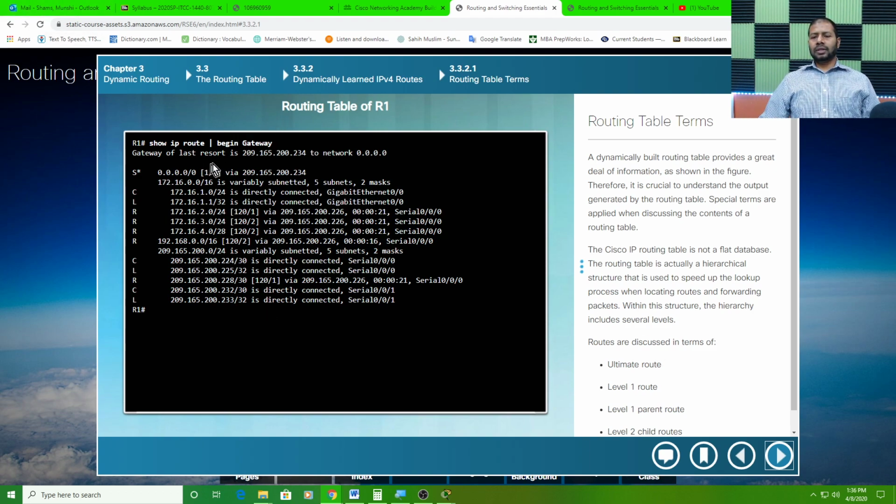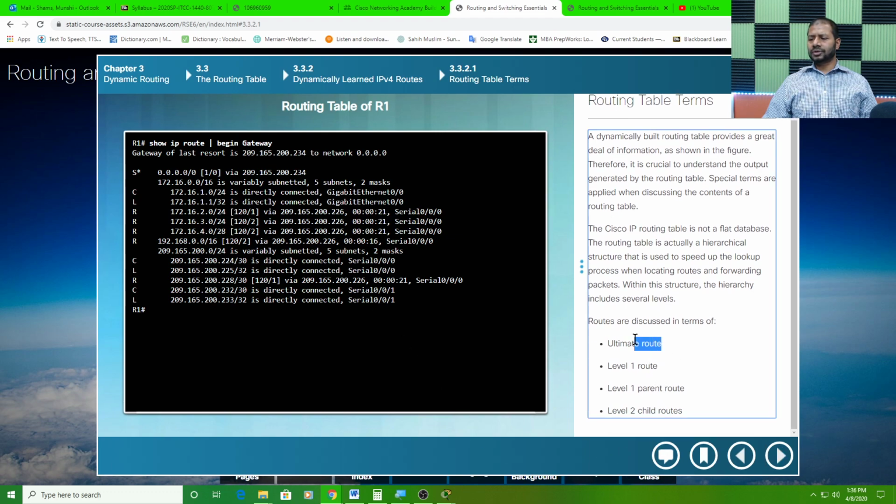Now you need to know some more terms here to understand the routing table better. What is an ultimate route? What is a level 1 route? What is a level 1 parent route? What is a level 2 child route? You got to learn that. These kinds of things are in the exam, even the CCNA exam. These are some things that sometimes are very confusing for people. So let me discuss one by one: ultimate, level 1, level 1 parent, and level 2.